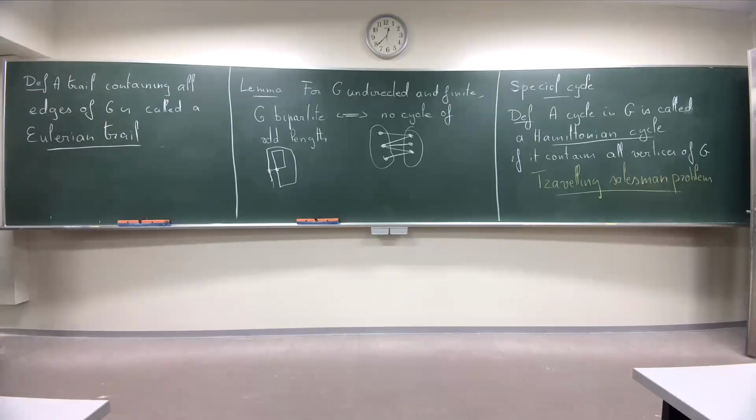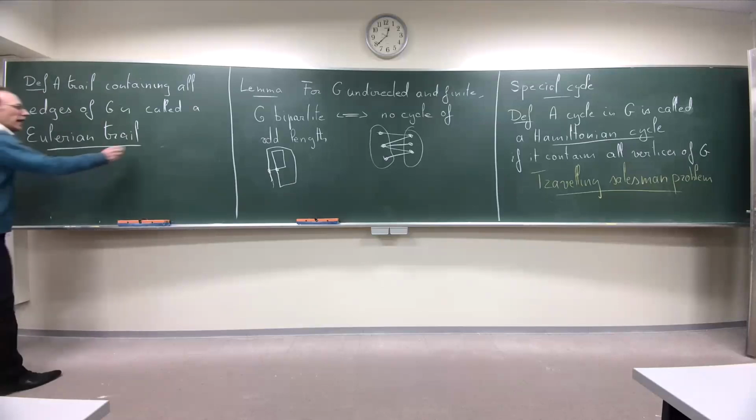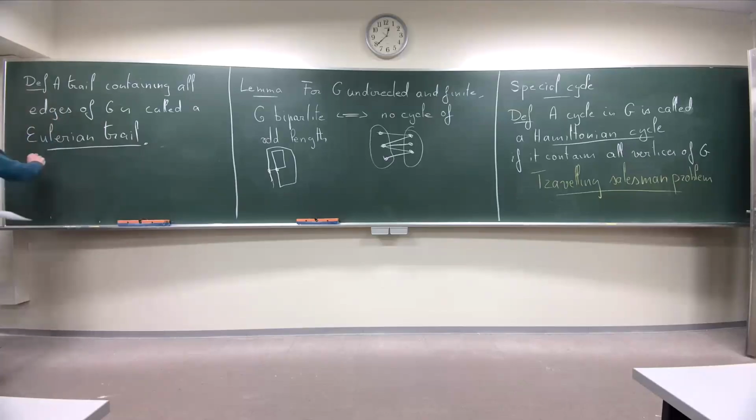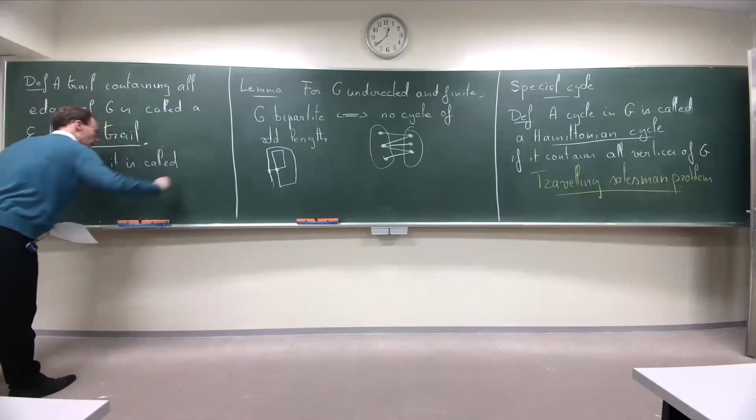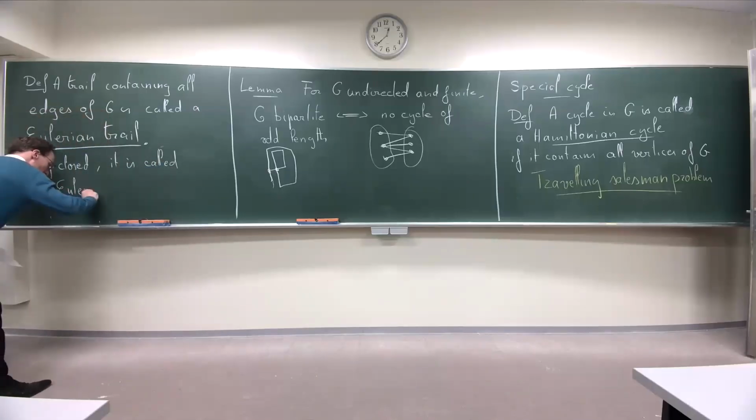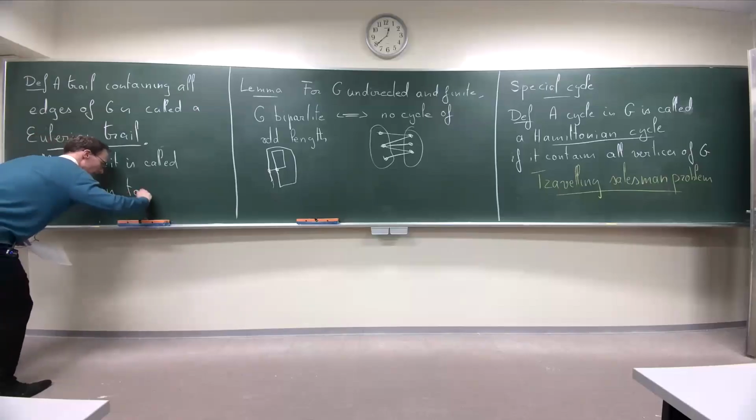You want to visit a city and you want to go through all streets without visiting 2 times the same street. It's exactly this. So you are allowed to go through a crossroad several times, but you want to visit all streets. And if it is closed, because you want to come back to the same initial point, it's called an Eulerian tour. This is just a name.